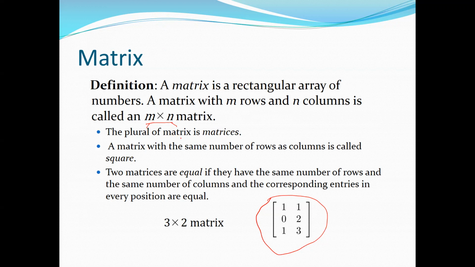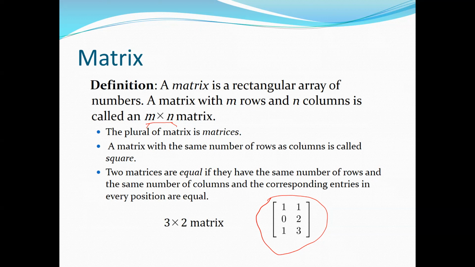The plural of matrix is matrices. A matrix with the same number of rows as columns is called a square matrix. That means if in a matrix we have the same number of rows and number of columns, we call it a square matrix, right? For example, 2 by 2 matrix, 3 by 3 matrix, 4 by 4 matrix. So these all are square matrices.